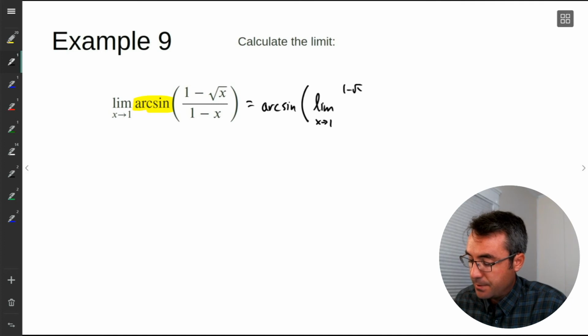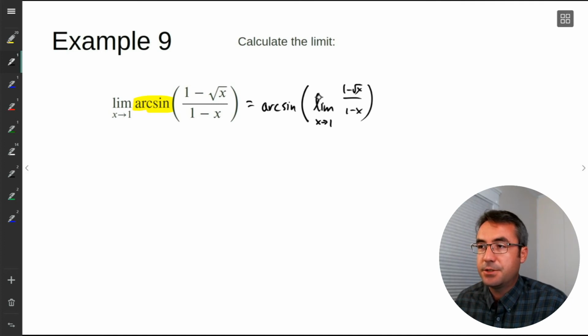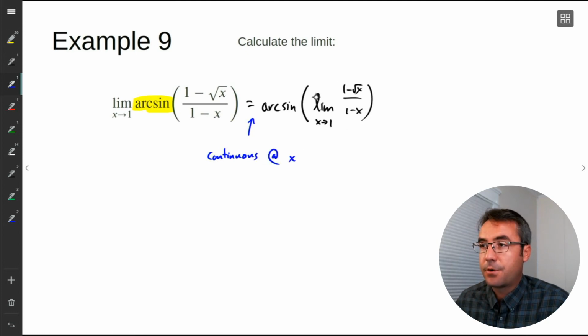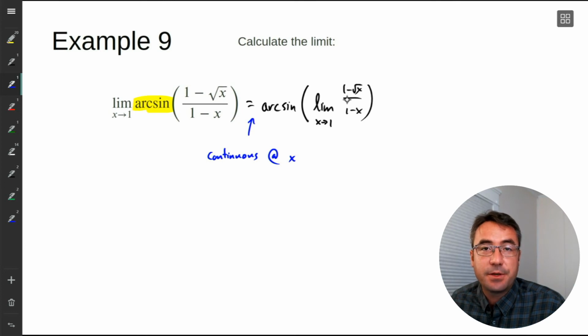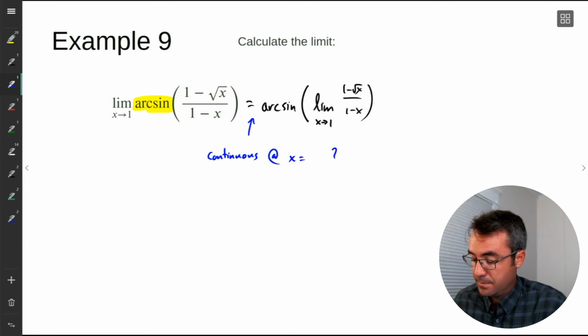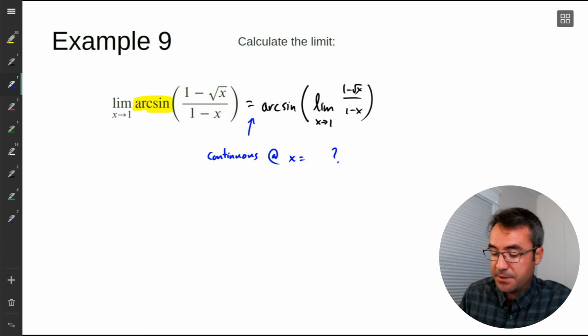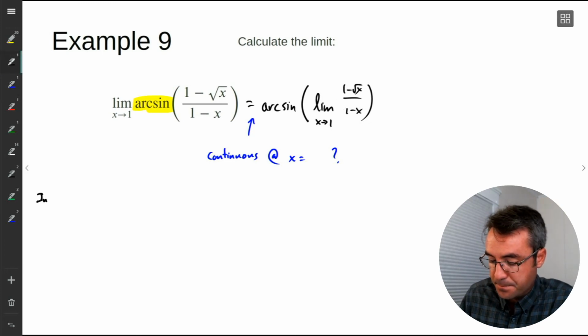So, 1 minus square root x over 1 minus x. Now we can't just do that. So there is a question mark here, and we have to come back to it. We need to know, is this continuous at whatever value we get when we calculate this limit? So there's a question mark with this step. We really can't do this step yet without further investigating this inner limit. So let's actually do that. Let's actually look at the inner limit.